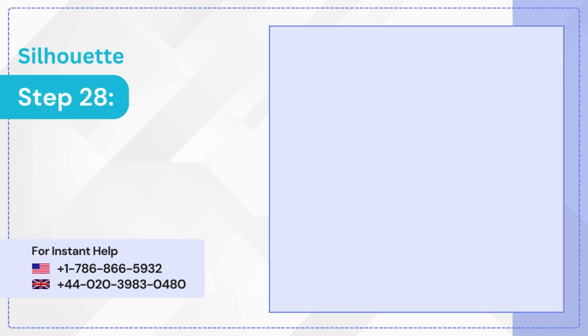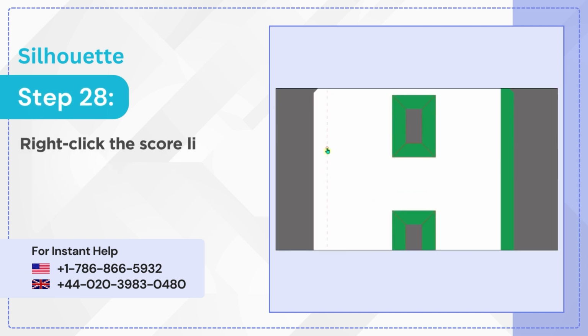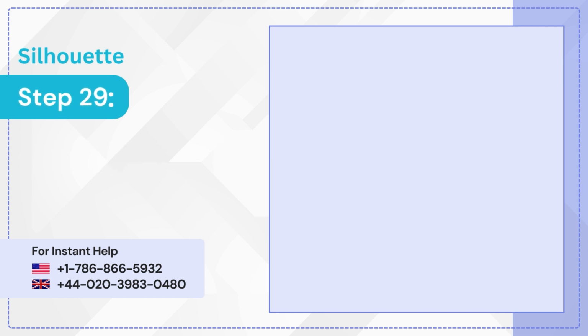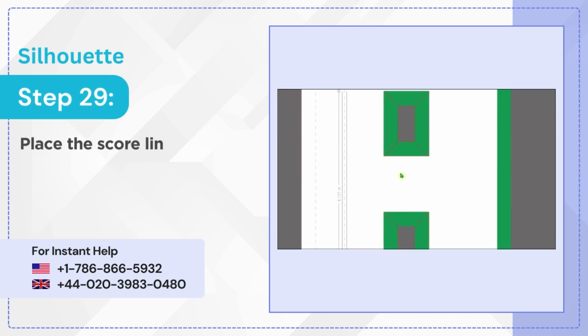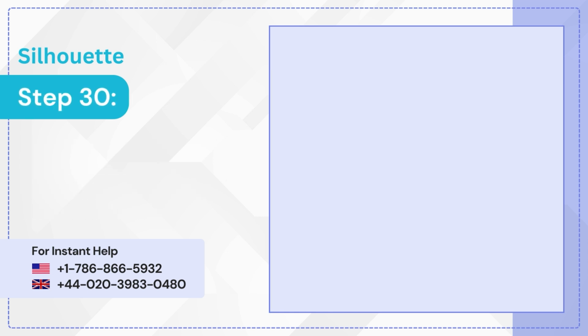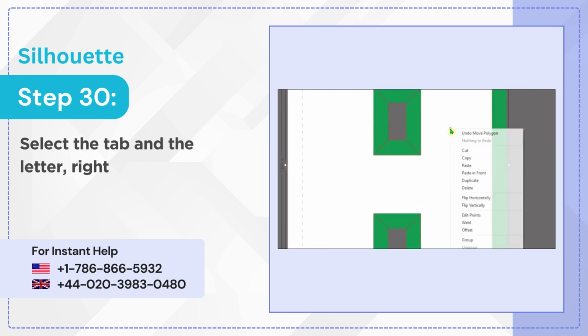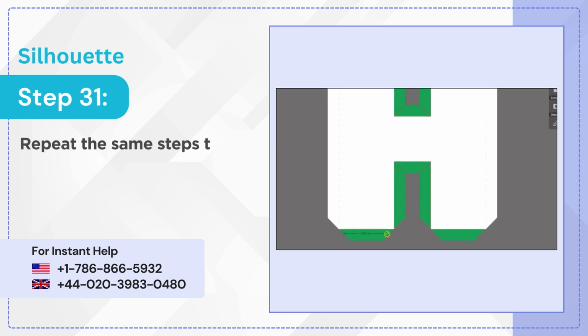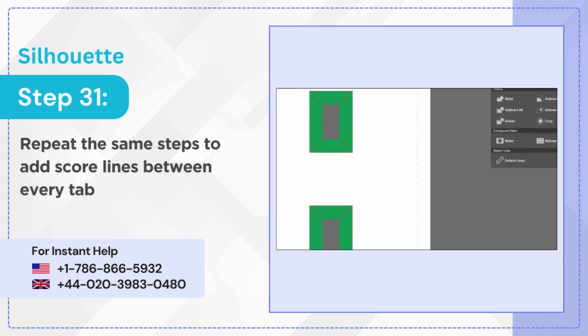Step 28. Right-click the score line and select Duplicate. Step 29. Place the score line on the other side of the letter, right between the letter and the tab. Step 30. Select the tab and the letter, right-click and select Weld. Step 31. Repeat the same steps to add score lines between every tab and letter edge.